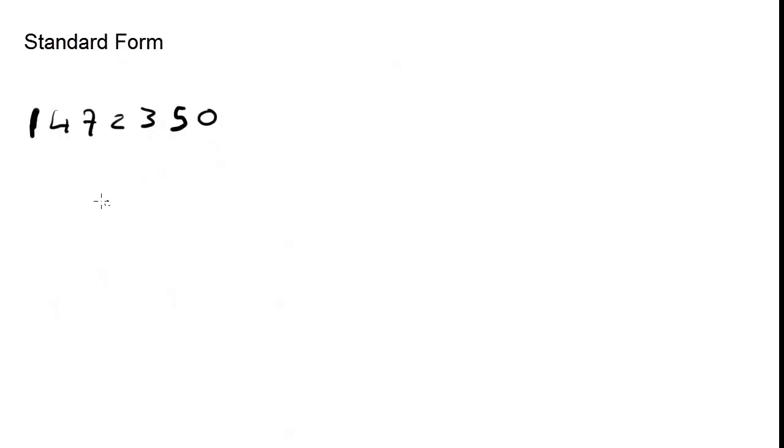And now we write the number like this. We take the first digit, we put the decimal point, we write all the other digits, and then we write times 10, and then to the power of, and the power we put is the number of digits we counted, so 10 to the power of 6 in this case.